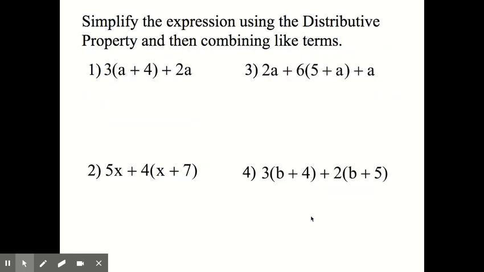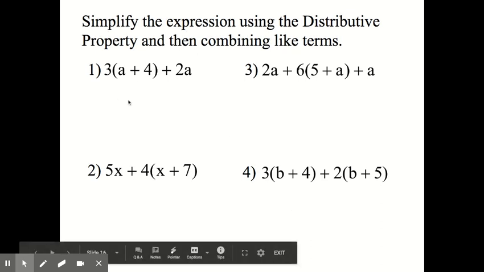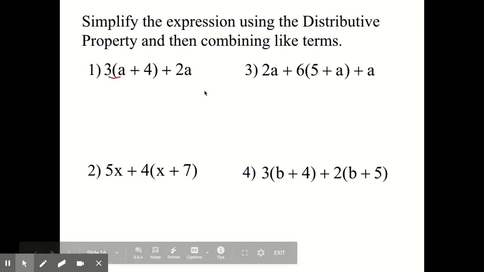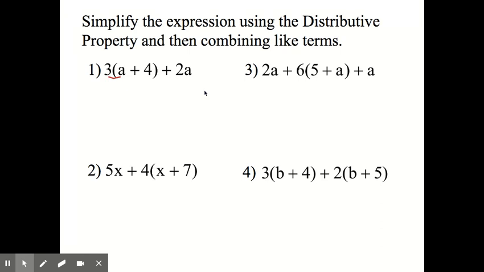Now, we can combine the distributive property with like terms. So on this one here, we can look at each of these problems and distribute and then simplify. So let's look at 3 parentheses a plus 4, close parentheses, plus 2a. We distribute first. That gives us 3a plus 12. And we just drop down our 3a. And then we can combine the a's together to give us 5a and then drop down the 12. So this becomes this expression.